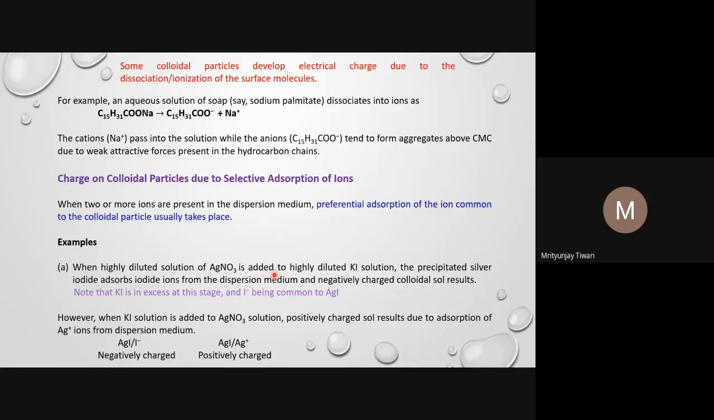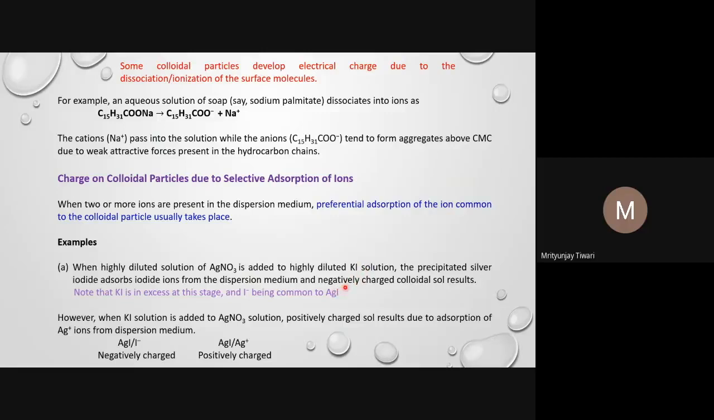Now this Ag+ ion will combine with the iodide ion to form a precipitate of AgI, and this AgI forms the colloidal particles. So the colloidal particle is made up of Ag+ and iodide ions. The solution already contains KI, that is, potassium ion and iodide ion. So the ion common to the colloidal particles and the solution is the iodide ion.